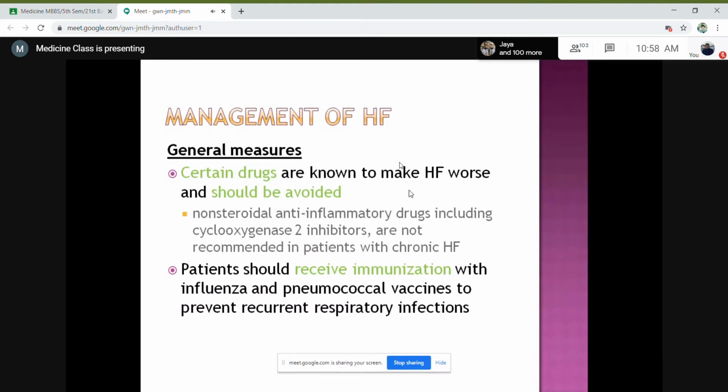You have to be very careful with the use of certain drugs which may worsen heart failure. These should be avoided, mainly NSAIDs. And patients should receive immunization with influenza and pneumococcal vaccine to prevent recurrent respiratory infection, because again, respiratory infection may exacerbate heart failure.